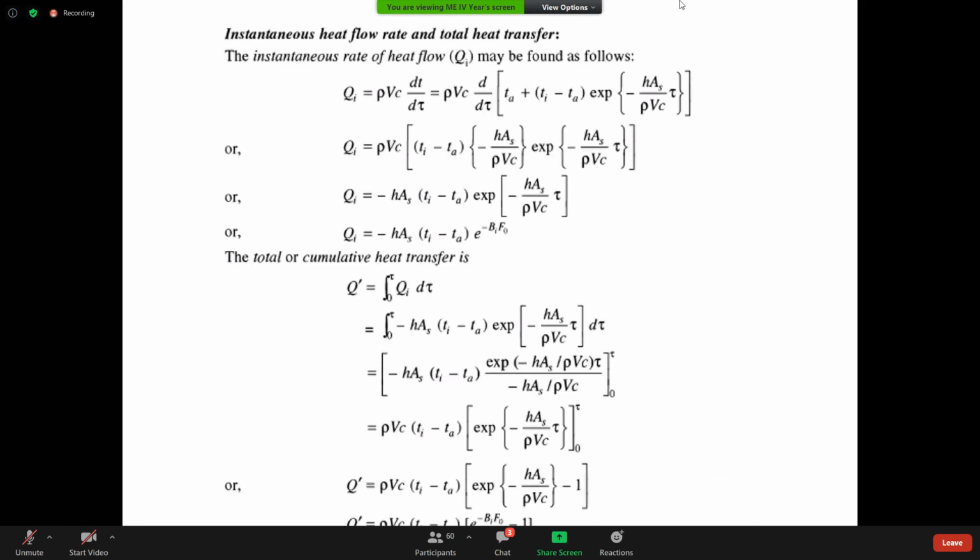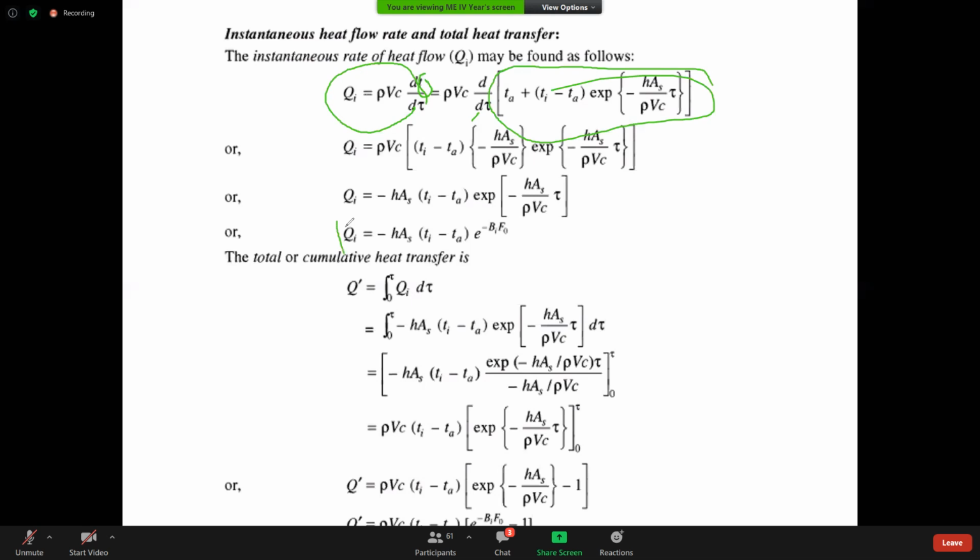In the lumped analysis, there is again instantaneous heat transfer and cumulative heat transfer. This is the instantaneous heat transfer, rho V Cp into dT by d tau. If you substitute T from the temperature profile equation and differentiate with respect to time, you will get this one. Like we did for fins, in the same way. Whatever temperature profile equation we got in the lumped analysis is used here. These equations won't be given in the data book. You're supposed to remember this. You must be in a position to derive it.